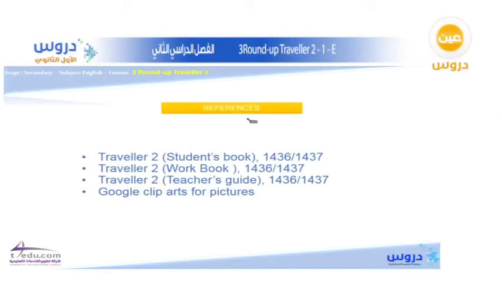These are the references here. Traveler 2 Student's Book, Traveler 2 Workbook, Traveler 2 Teacher Guide, Google Clip Art for pictures.